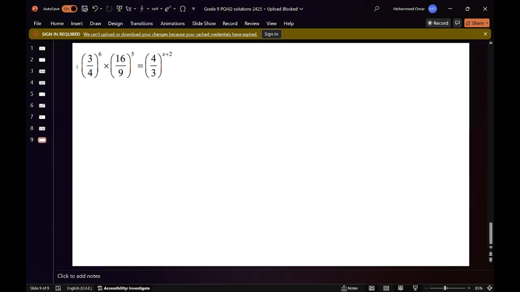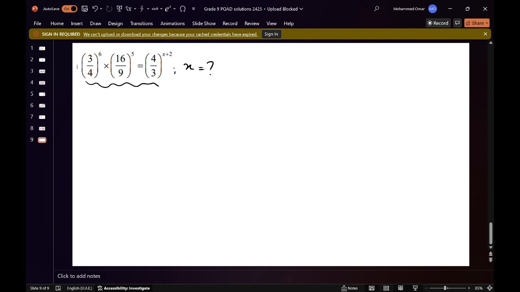In this, we are going to see fractions with exponent powers, and you are supposed to find x. X is equal to how much? Whenever you have a variable in the power, you have to make sure that the bases are equal.